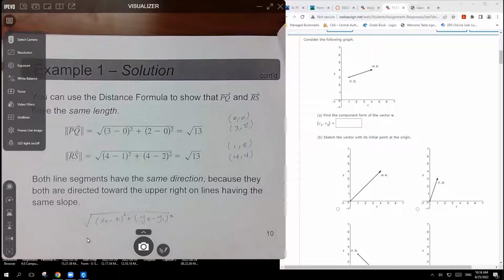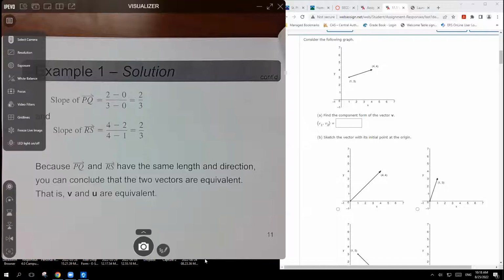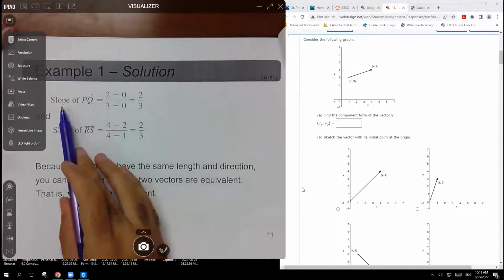Okay? If you have questions, you can ask before we keep moving on. After we've proven they have the same length or the same distance, we have to find the slope.